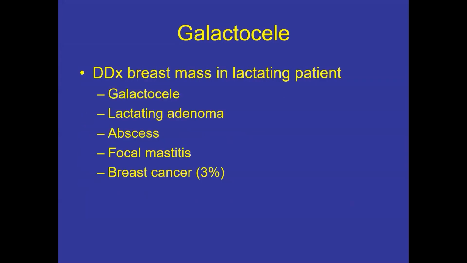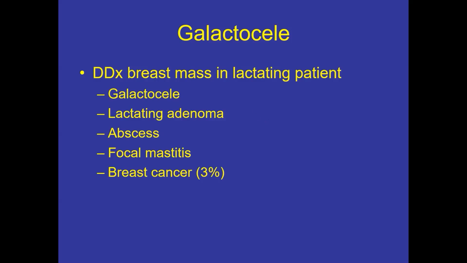So when we go to the differential diagnosis, the most common things in a woman of this age and lactating are a galactocele, a lactating adenoma, an abscess, or focal mastitis. So those are the most common. Yes, breast cancer can occur. The percentage is low, and that's why it's the least common. So it's important to always go to these first while keeping breast cancer in mind. And the reason you don't want to automatically jump to cancer is because biopsying these patients is difficult. You can give them a milk fistula.